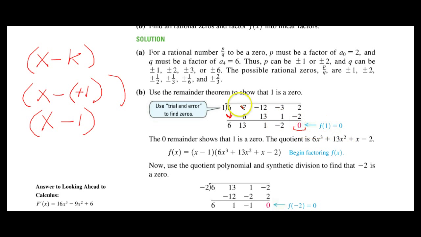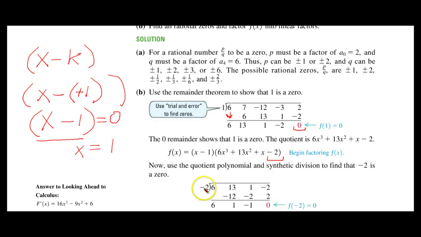So 1 is a 0, but the factor that 1 comes from was this, opposite sign again. So this we said was equal to 0. So again, x equals 1, which is what we're saying. Now, we then have this value that we put into synthetic division, and we're wondering now if a negative 2 is a factor.